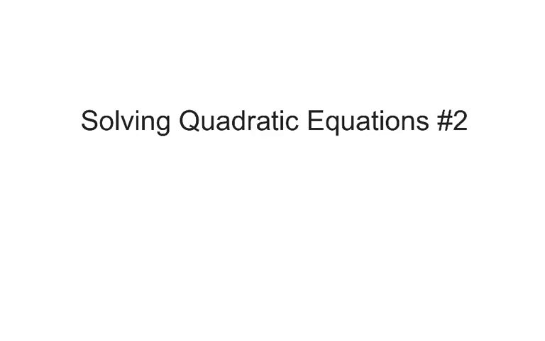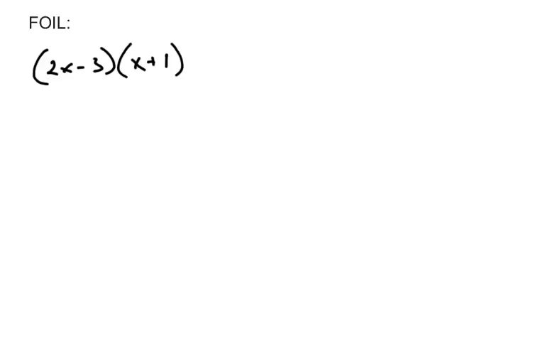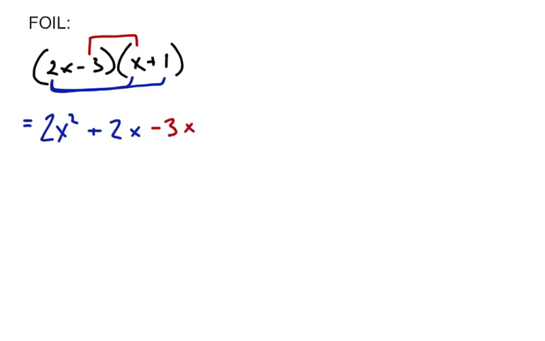Let's keep solving quadratics a lot like we were before. First, let's FOIL these two binomials. When we do first, we'll have 2x squared. Outsides give us 2x. Insides, negative 3 times x is negative 3x. And last, give us just negative 3. Combining the terms in the middle, we simplify this down to 2x squared minus x minus 3.